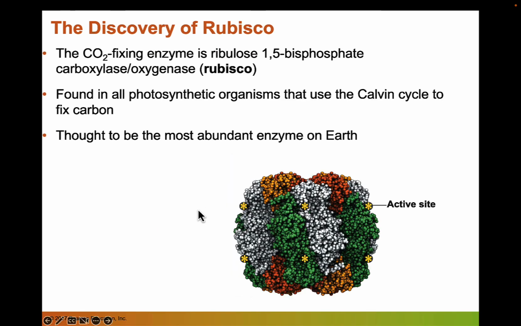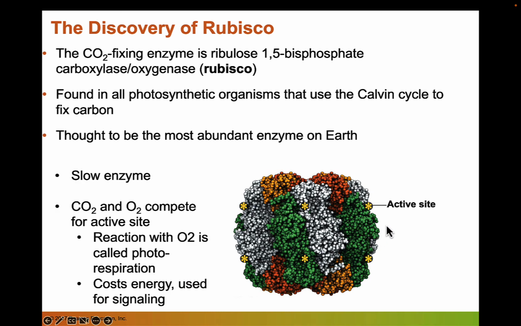And this step of fixing CO2 to ribulose bisphosphate, or RuBP, is mediated by this enzyme called ribulose 1,5-bisphosphate carboxylase oxygenase, otherwise known as Rubisco. And Rubisco is found in all photosynthetic organisms and is used by the Calvin cycle to fix carbon. This enzyme has 6 different active sites in it, and it's thought to be the most abundant enzyme on Earth. So there's a lot in individual plant cells. This enzyme is very concentrated.